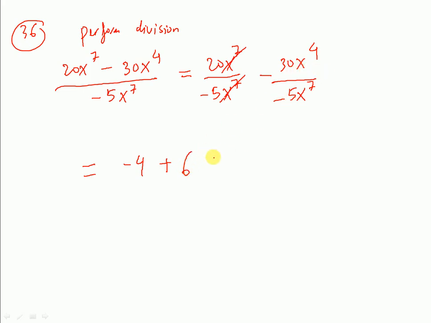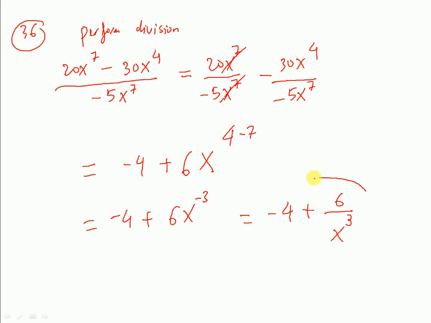And x have the same base, so subtract the exponents, 4 minus 7. So I have 6x to the 4 minus 7, that's minus 3. If you don't want a negative exponent, you can bring it down to the bottom. 4 plus 6 over x, and then turn that into a positive exponent. That should be your answer. And I believe this one is option D.